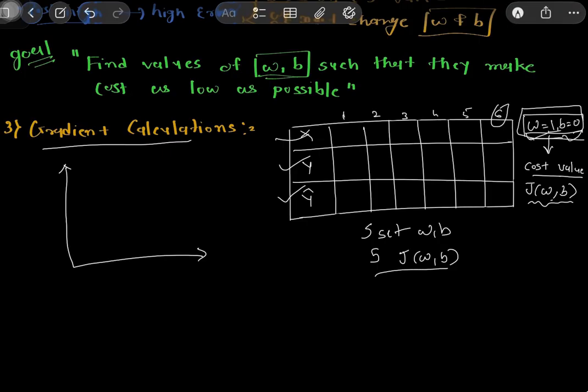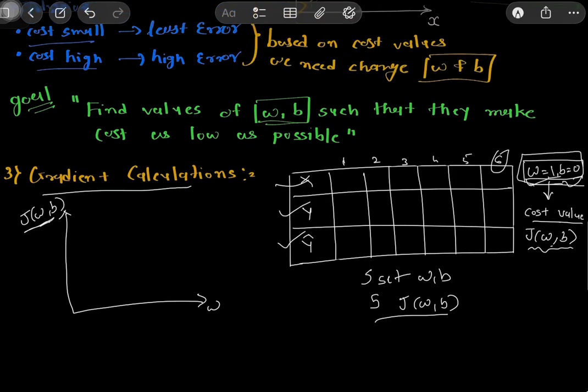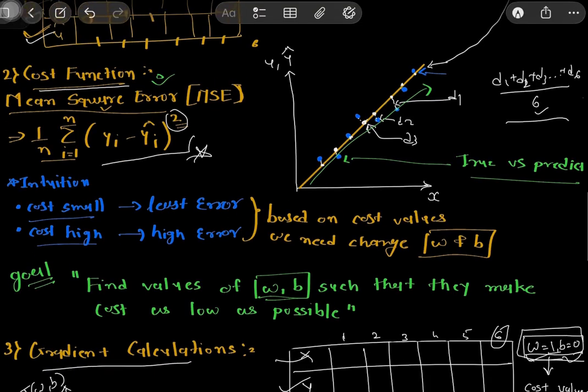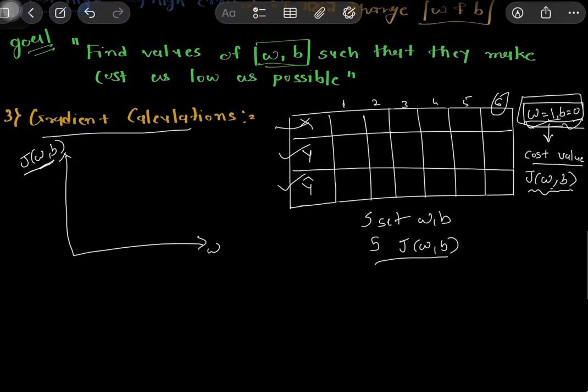Here I will keep on the X axis the W that we are trying, and on the Y axis I will keep the cost value. So this will be my J of W and B. If you see here, this is a squared function. This is the cost function that we have. So it's a squared value, and that is why the curve of this will be concave.